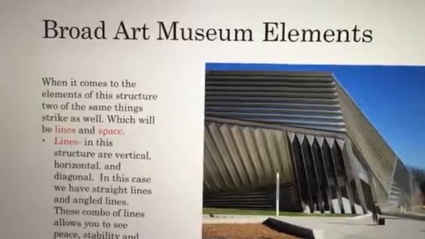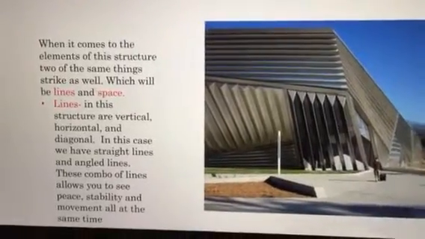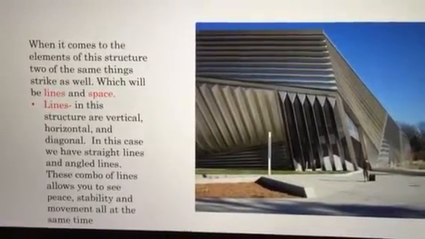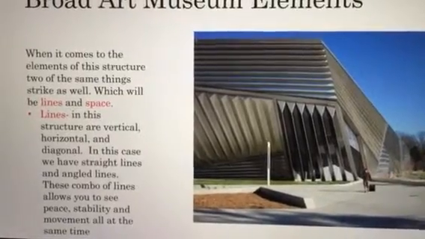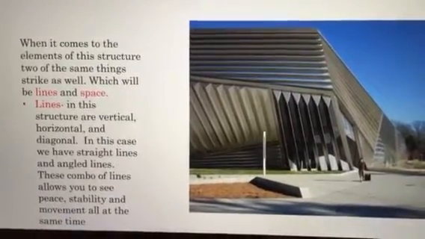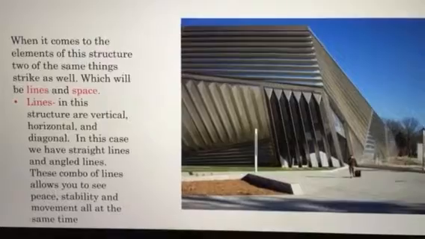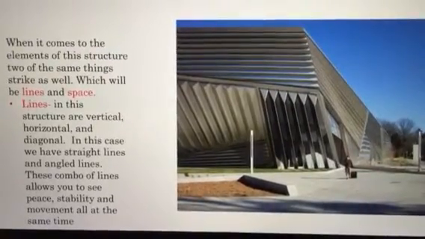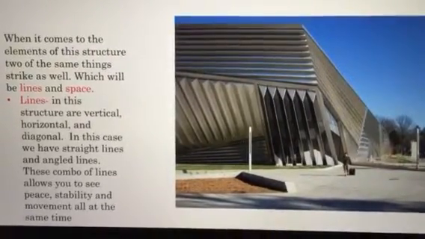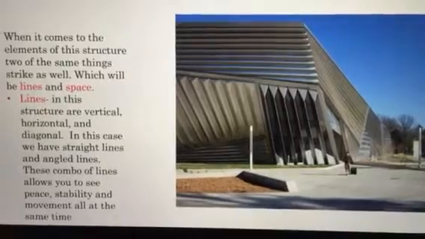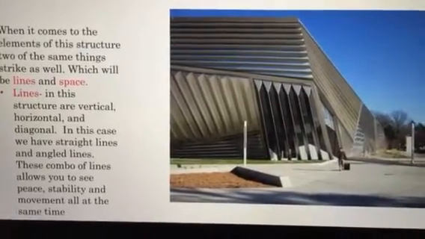The Broad Art Museum elements. When it comes to the elements of this structure, two of the same things strike as well, which will be lines and space. Lines in this structure are vertical, horizontal, and diagonal. In this case, we have straight lines and angled lines. This combination of lines allows you to see peace, stability, and movement all at the same time.